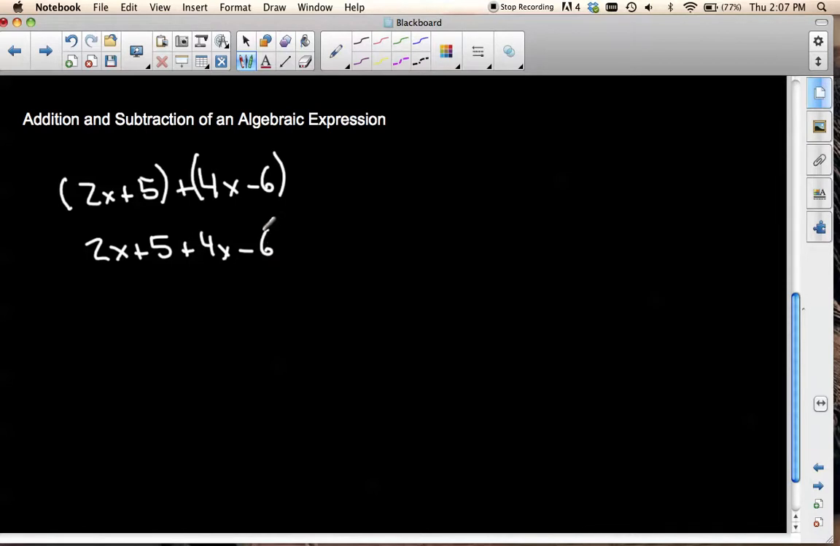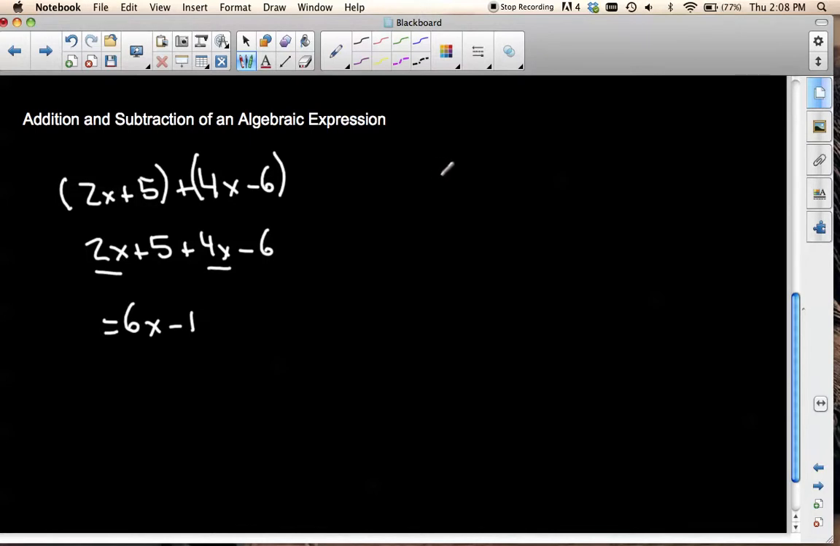So now we do what we did before. We group like terms, which we can do if we want, or we can even just go from here. If I have 2x plus 4x, I end up with 6x. And if I have 5 minus 6, I end up with negative 1. This is the addition and subtraction of an algebraic expression. Well, this is addition.